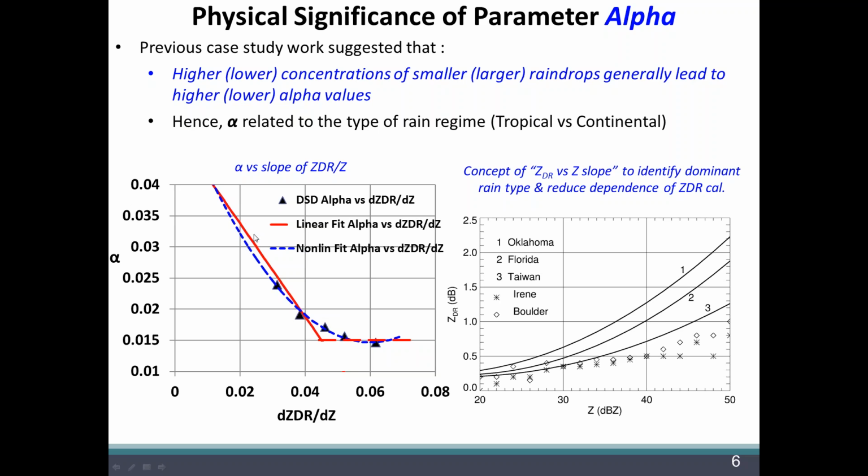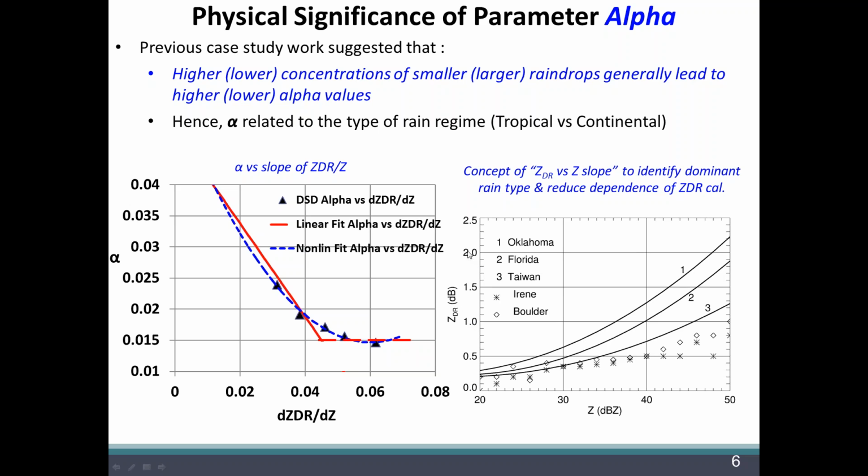And both of them, for the range of alpha that we were actually looking for, fit pretty decently through there. And so for the prototype algorithm, we're actually using a linear mathematical model to estimate alpha. But how are we actually estimating alpha in real time? Well, as we have with this graph over here on the right, we're using the differential reflectivity versus reflectivity slope to identify what the dominant rain type is, and then use that mathematical formula to get at the actual alpha value that we need.